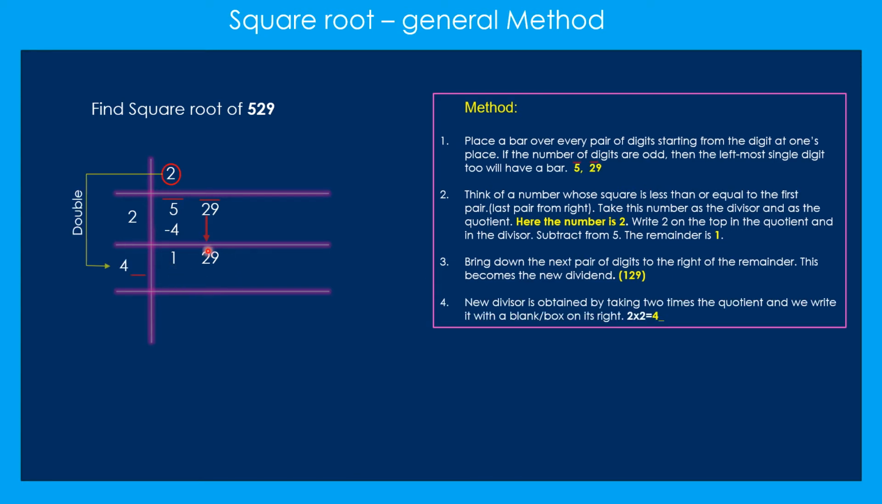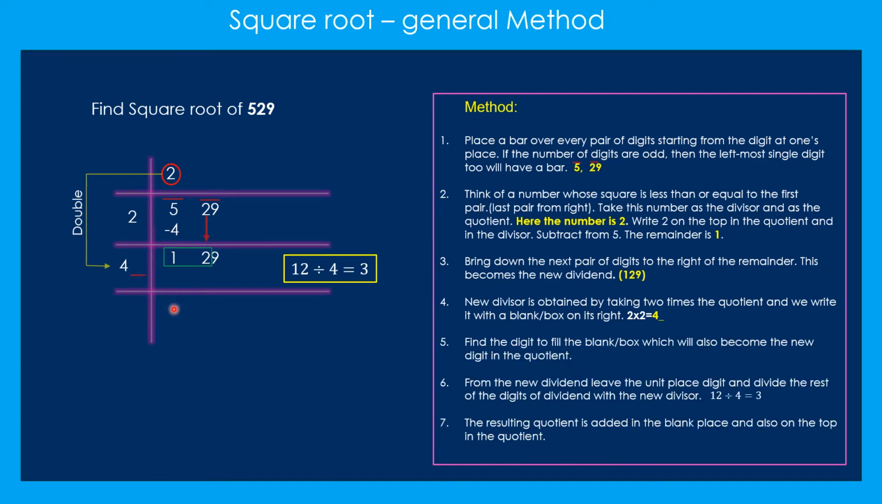After we write the new dividend 129, we need to find the new divisor. The new divisor is obtained by taking 2 times the quotient. Here the quotient is 2, so you double the quotient and write it with a blank space towards its right. So 2 times 2 is 4, and we write 4 and then a blank space.